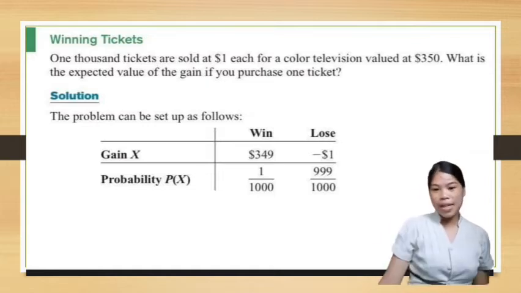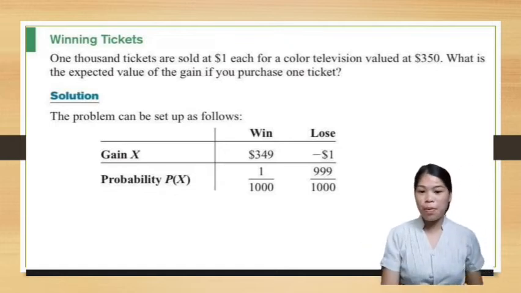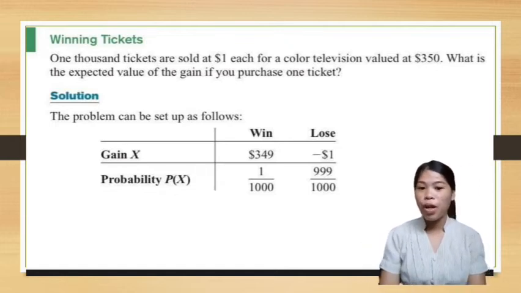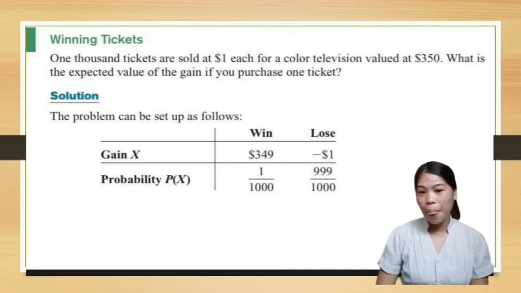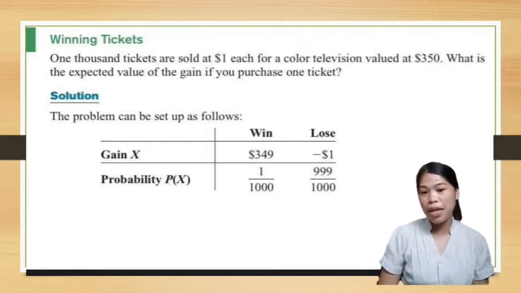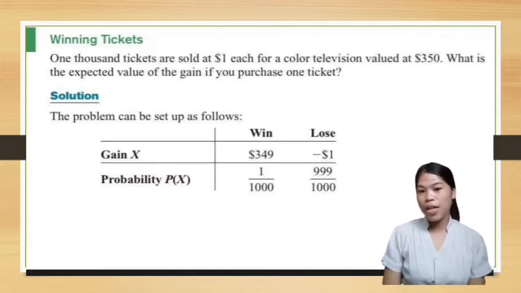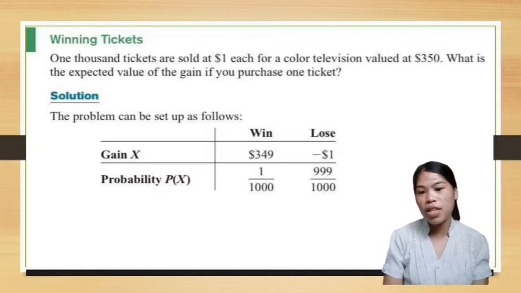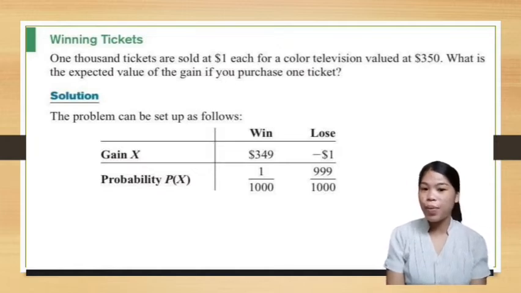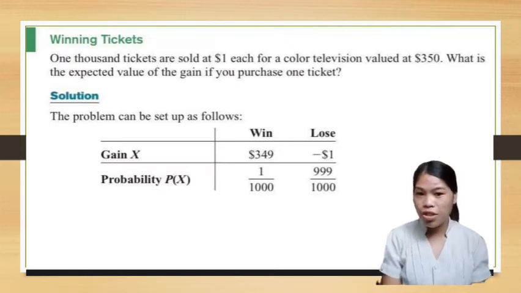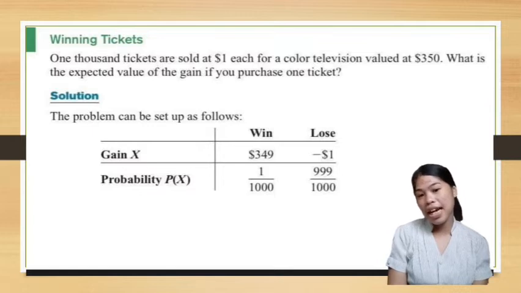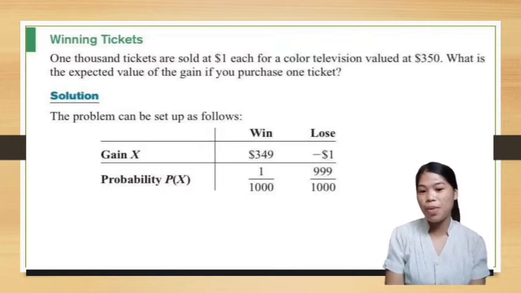So sa probability, sa win, ang imong probability is 1 over 1,000. Kay sa 1,000 ka ticket, usa ra man ka ticket imong gipalit. So 1 over 1,000 ra ang chances of winning. So sa loss nimo is 999 over 1,000 kay mas daghan ka og chances nga mapildi kay usa ra man ka ticket ang imong gipalit. So mao na 999 over 1,000.